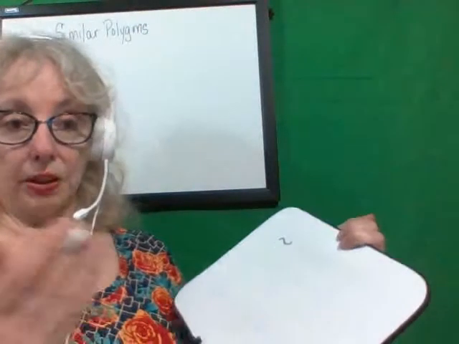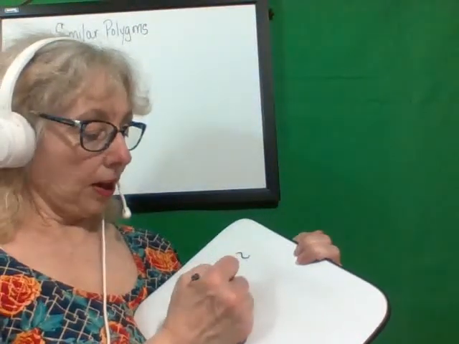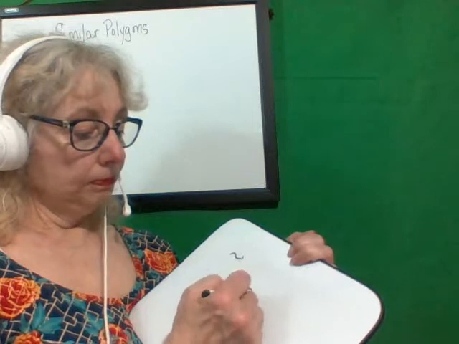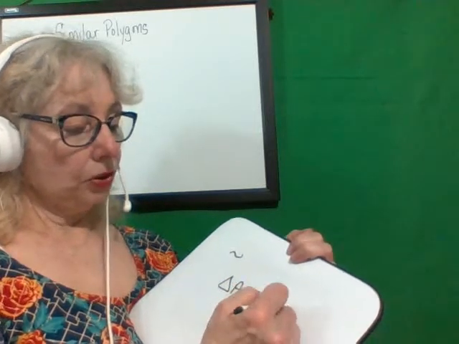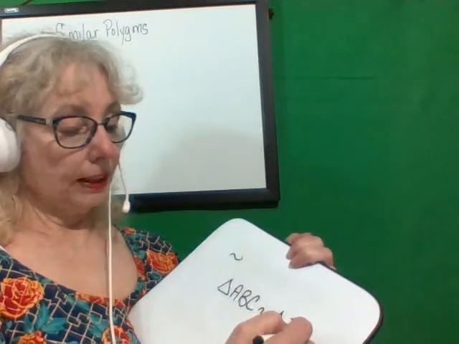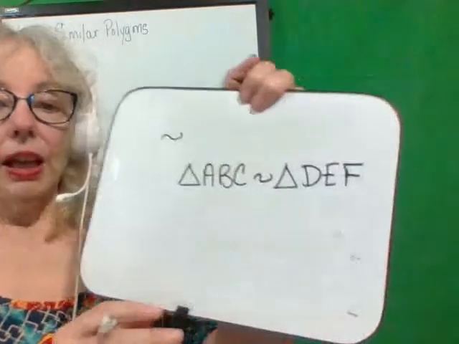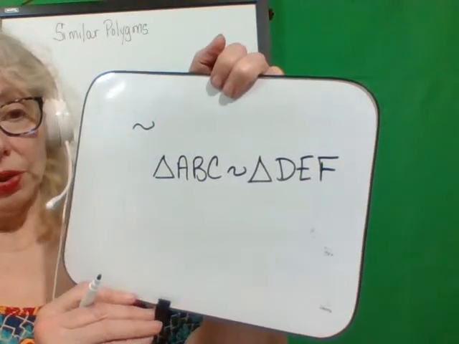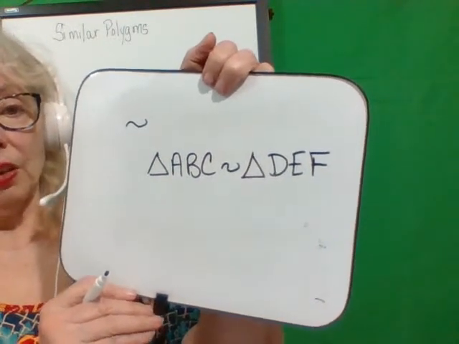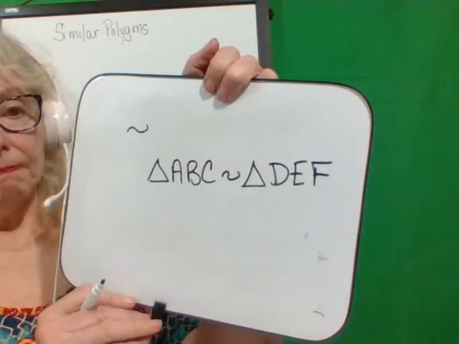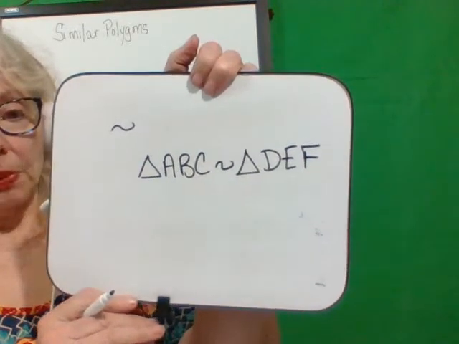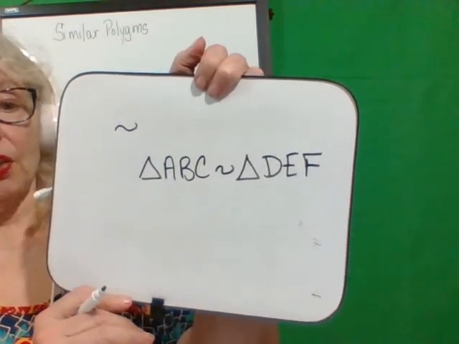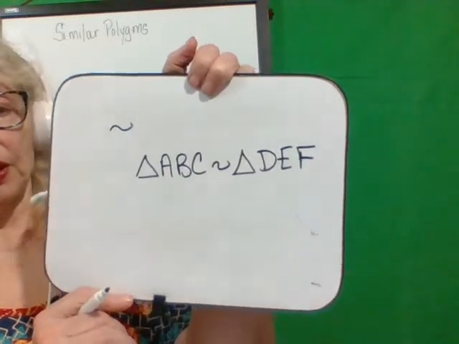So if I want to write a similarity statement for the two triangles we just looked at, I would write that triangle ABC is similar to triangle DEF. It's just like when we wrote a congruency statement, but we replaced that congruency symbol with a wavy line, just one, and that's our similarity statement. And we would read it as triangle ABC is similar to triangle DEF.